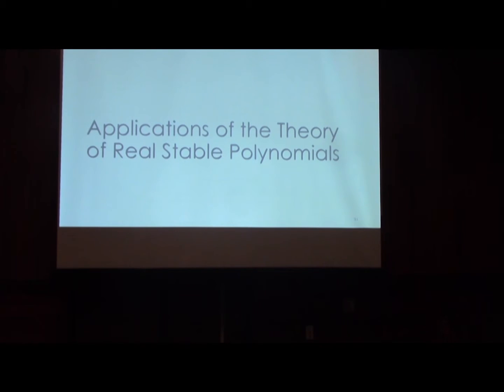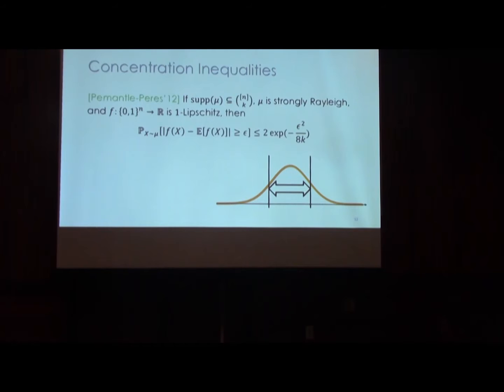So next, I'm going to be talking about some applications of the theory of real stable polynomials. This is going to be brief, and in the end, I'm going to get to my main application, which is an extension of Kadison-Singer to strongly Rayleigh measures. So strongly Rayleigh measures have a lot of negative dependence properties. They have negative correlation. They have basically the strongest form of negative dependence that we know. One of the consequences of this is basically that you can prove concentration inequalities about these measures.